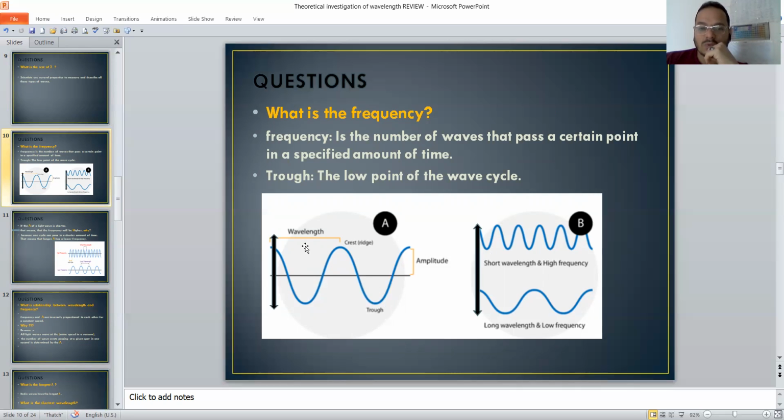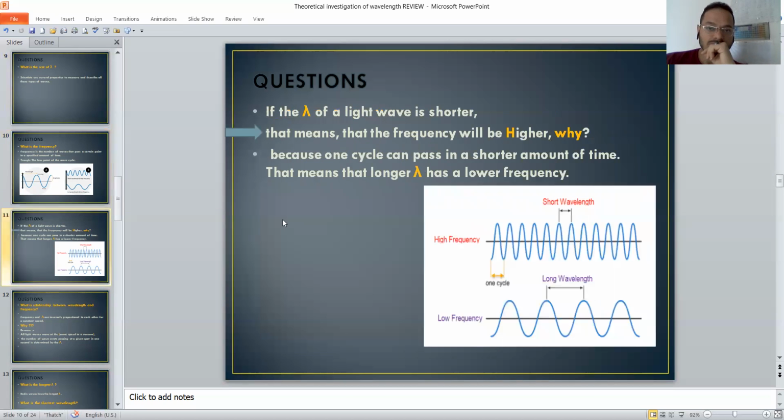What does that mean here? When we see these two images, A and B, the wavelength at A is bigger than the wavelength at B, but we're dealing with more frequency in image B than in image A. If the length of a light wave is shorter, what will happen? That means the frequency will be higher.